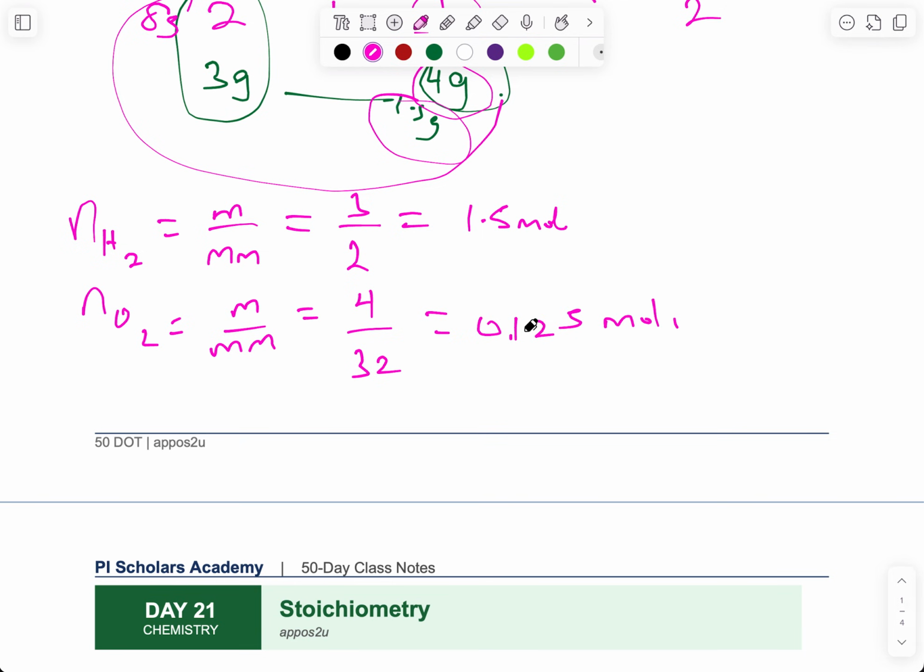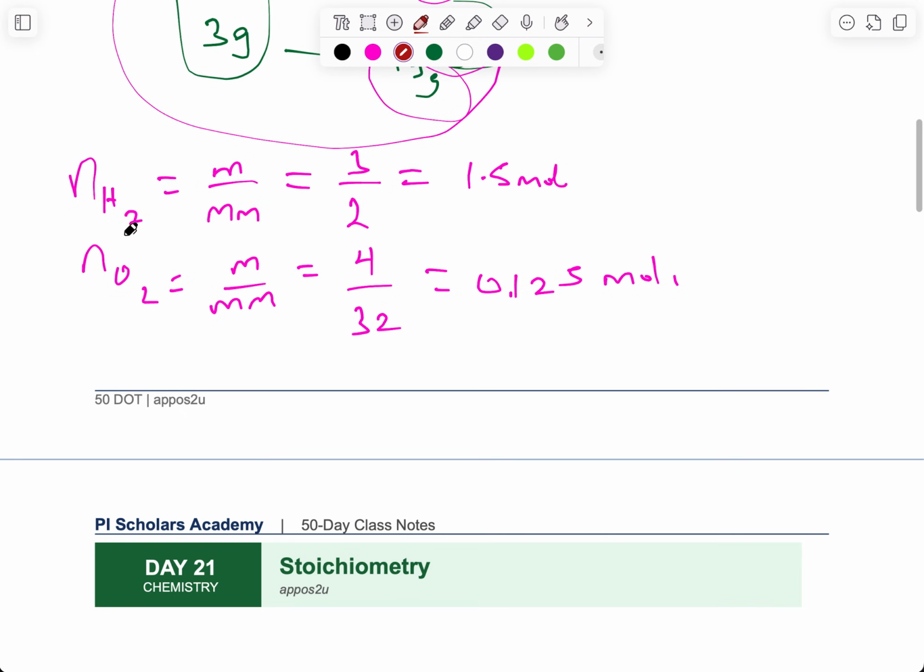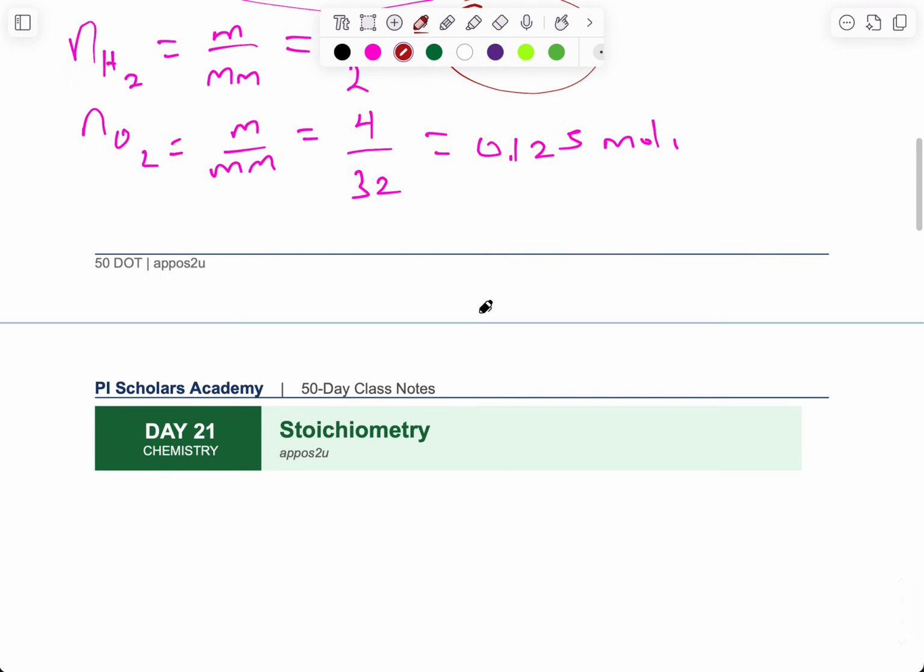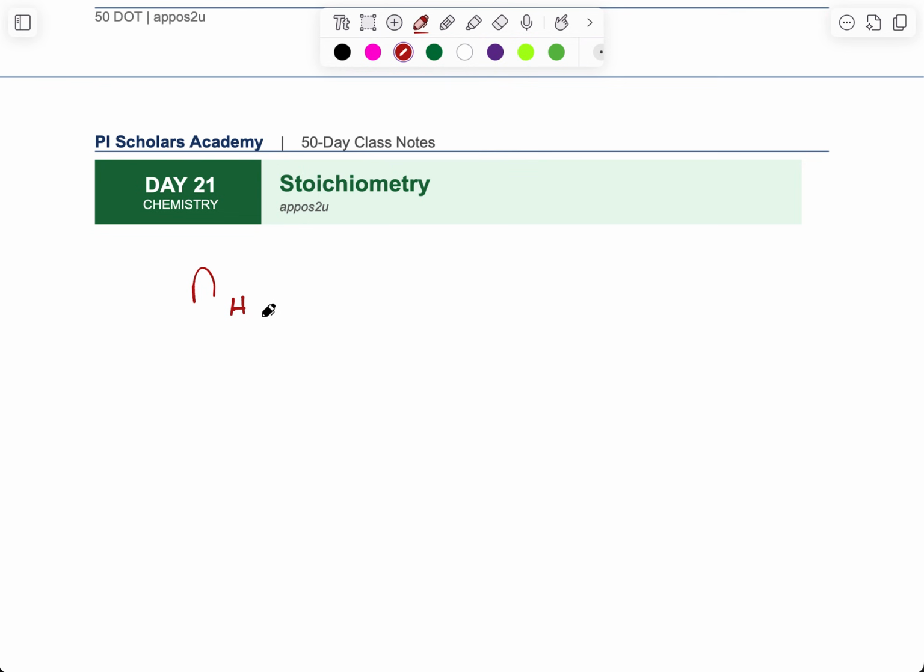So let's now determine which one is the limiting reactant and which one is the excess reactant. It's very easy. What you need to do is blindly pick one of these two and assume that the other one was not given. Just follow this step one after the other. So I'm going to pick the first one here, hydrogen gas. How much hydrogen gas do I have? 1.5 mole.